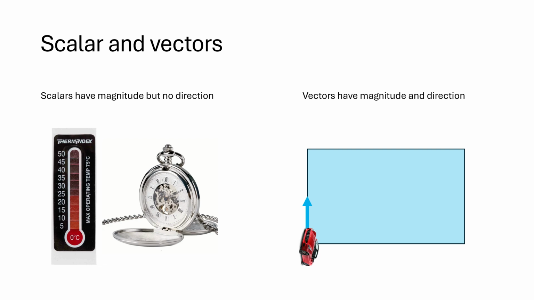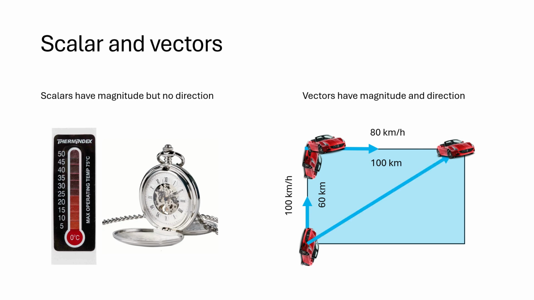Let's say we are sitting in a car and drive in the north direction with a speed of 100 kilometers per hour and cover a distance of 60 kilometers. Then we drive in the east direction with a speed of 80 kilometers per hour and cover 100 kilometers. What will be the final position, or the resultant displacement, of the car with respect to the starting point? We can represent it with a vector r, where i hat and j hat are the unit vectors in the east and north direction, and the vector r is also called a resultant vector.